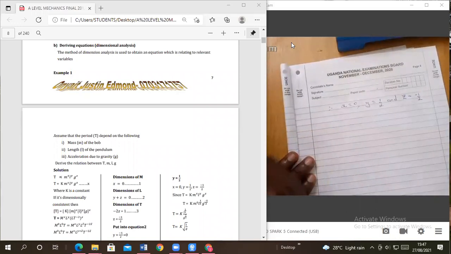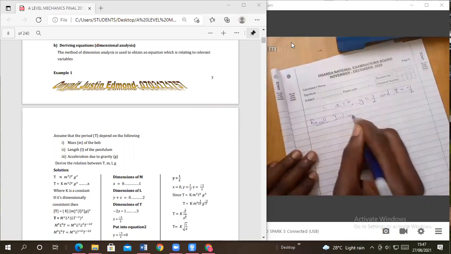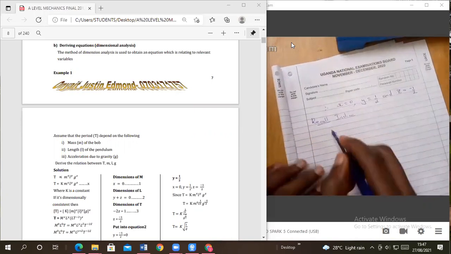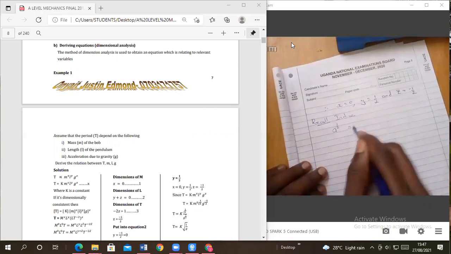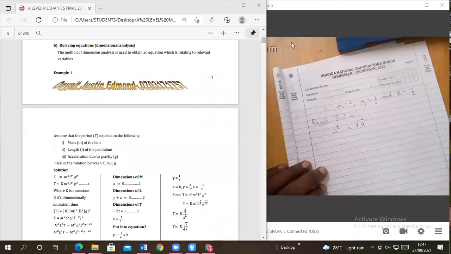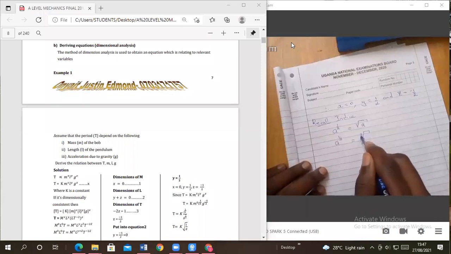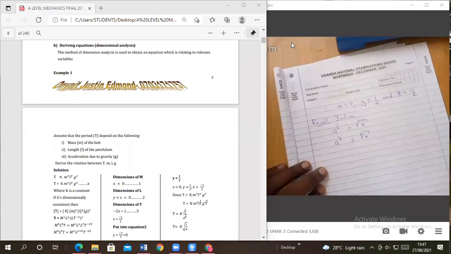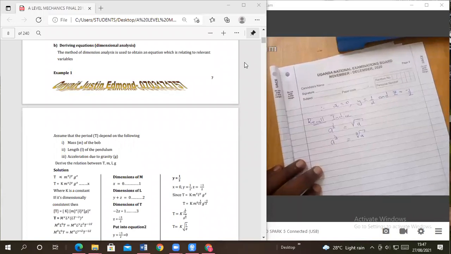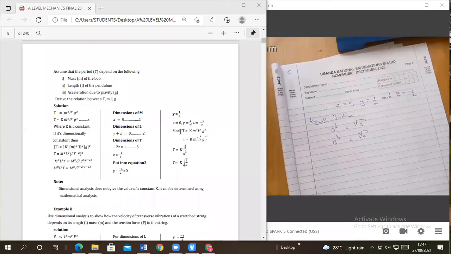Negative a half. Now, when we recall from our indices, I said any number to the power half, if I have a to the power half, that one we write as the square root of a. If I have any number raised to the power a third, it equals the cube root of a. Do you remember that concept in mathematics? So if that one is true, now we come back to our equation. Remember, we are deriving equations.